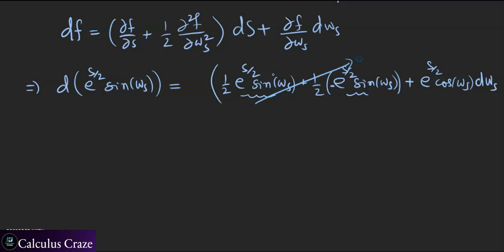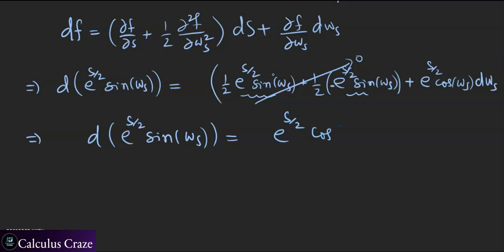So this gets cancelled with each other, and ultimately we get the differential of e to the s by 2 sine w sub s to be equal to e to the s by 2 cos w sub s dw sub s. So now you can integrate from 0 to t. The reason why I was using the s is that I had to integrate at last from 0 to t, so that the integral should make sense, 0 to t.